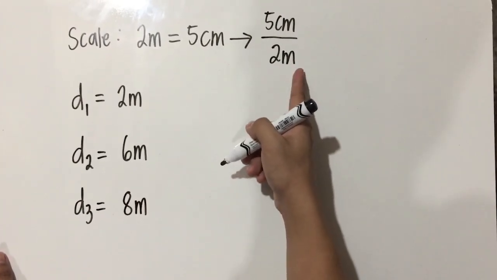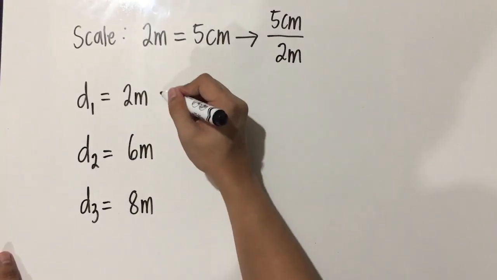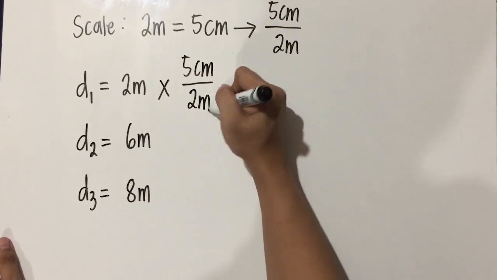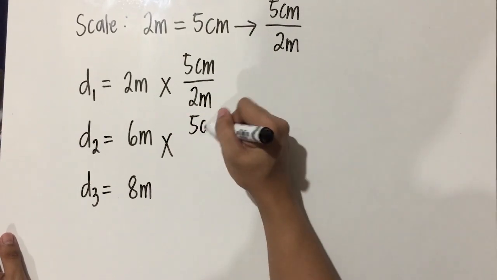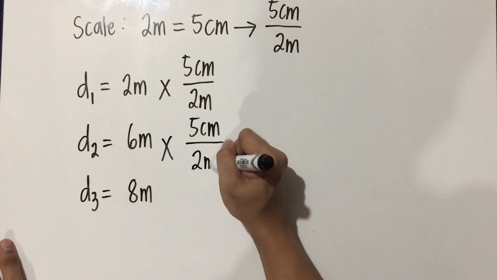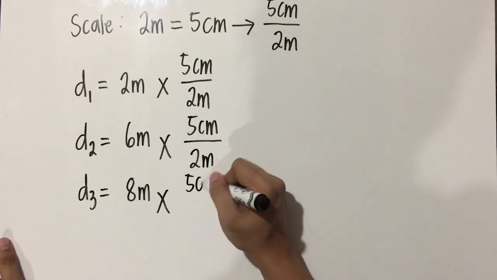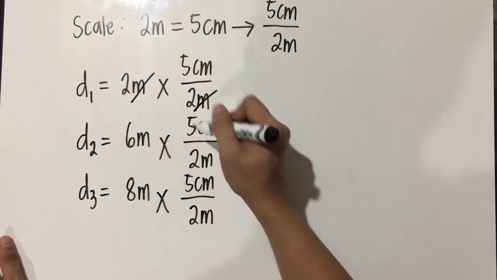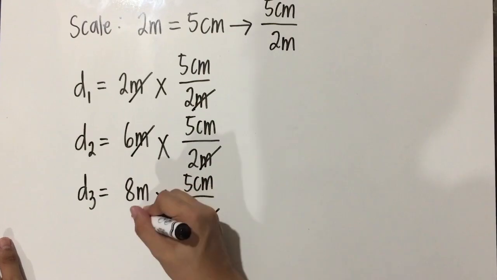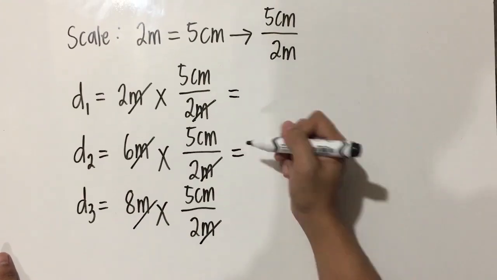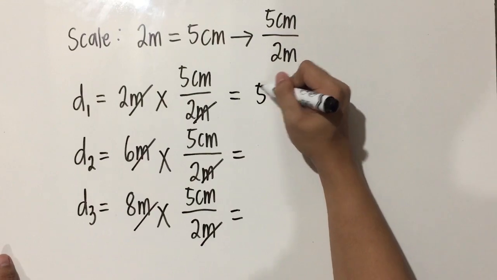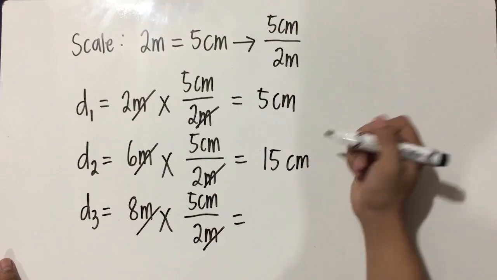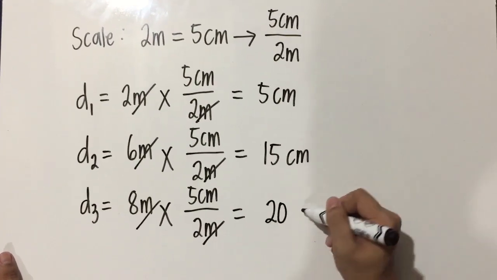So we have to multiply that to the fractional form given in a scale. So multiply to 5 centimeters over 2 meters. So we have to do that for all the displacement. Okay, so after that, we have to cancel similar units. Then we have to do the operation. So we have 5 centimeters. For d sub 2, we have 15 centimeters. And for d sub 3, we have 20 centimeters.